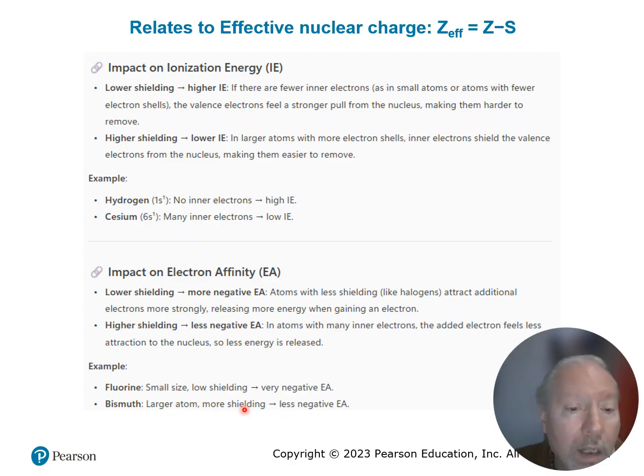Fluorine's very small, has low shielding, and a very negative electron affinity. And if we take something larger like bismuth, which has many core electrons, it's a larger atom. It has more shielding from the core electrons and a less negative electron affinity. The protons are not able to attract the electron as well. So the electron affinity is not as exothermic.